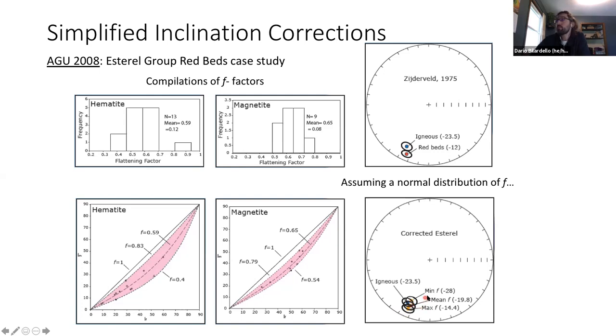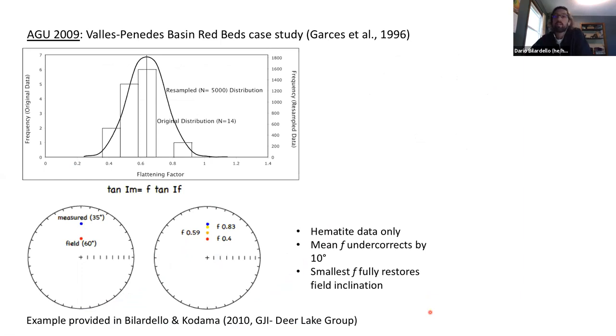But we can also use the minimum and the maximum value of F to provide some confidence bounds around those corrections. Now, it was brought to my attention that the F factor is actually lithology dependent, and we should not be using a mean factor. And so the following year, I chose a different experiment to show at AGU, and this example was provided in this paper here by Bilardello and Kodama, where I showed that the mean factor, in fact, does not restore the expected inclination, but undercorrects by about 10 degrees. And it is in fact the smallest F factor that fully restores the inclination to what's expected.